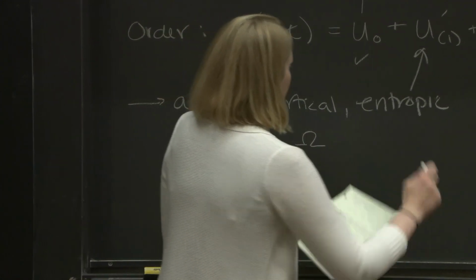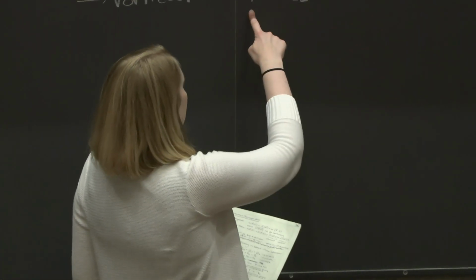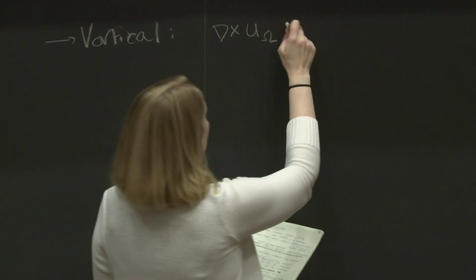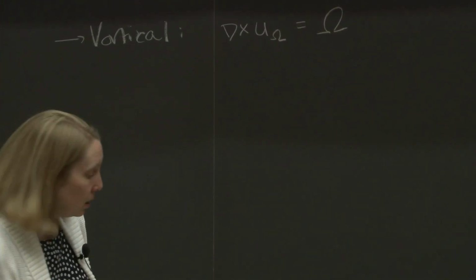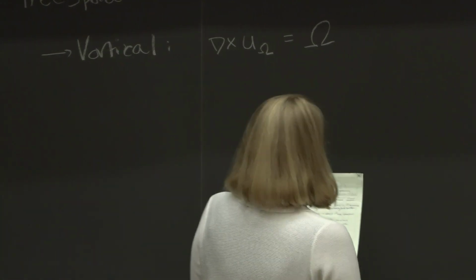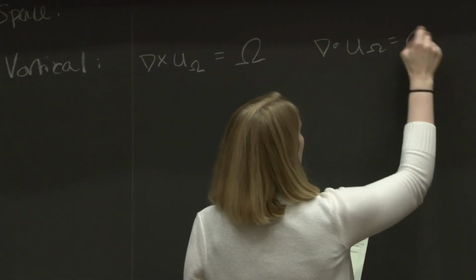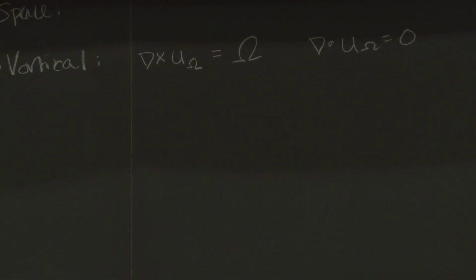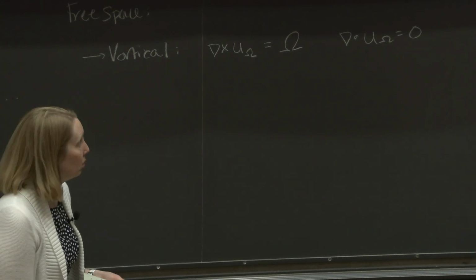Subscript omega and subscript S. But the curl of my vortical velocity disturbances is just my vorticity. That makes sense? That's how we define vorticity. But the divergence of my vortical disturbances is 0. So this says that all vortical disturbances are rotational but non-dilatational.